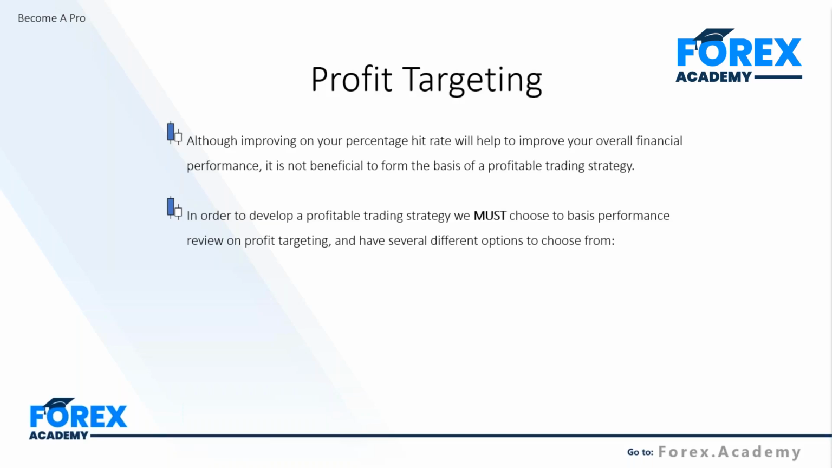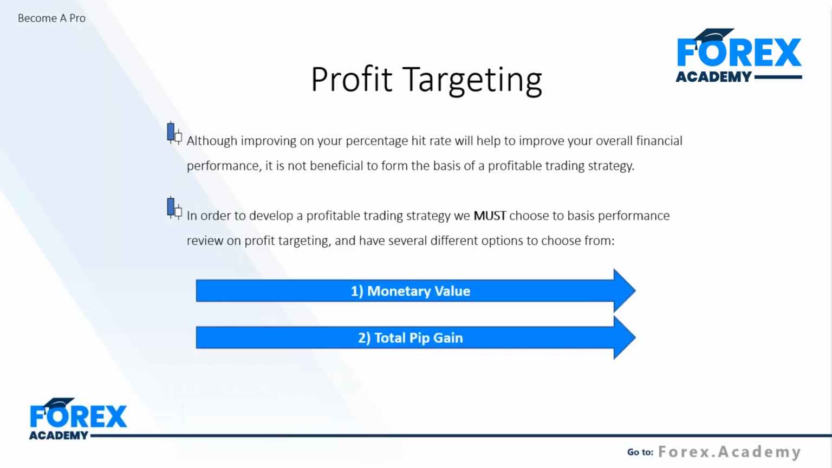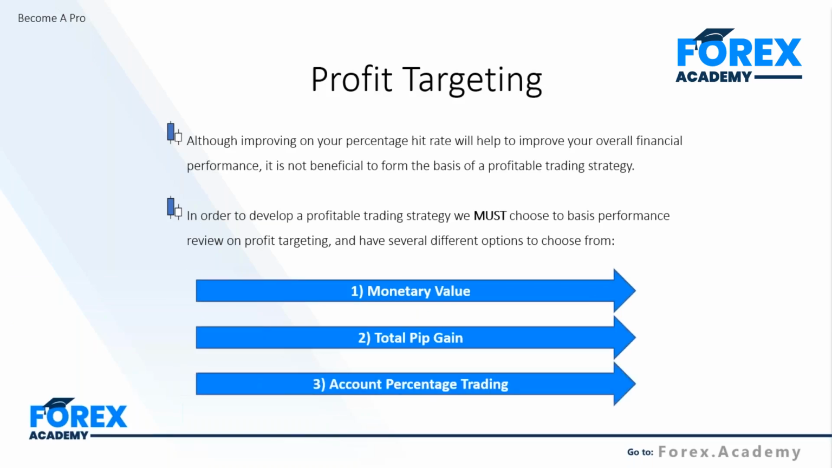In order to develop a profitable trading strategy, we simply must choose to base performance review on profit targeting, and we have several different options to choose from. What are these options, you may ask? Monetary value is one, total pip gain is another, and account percentage trading is yet another. So this is effectively how professionals develop their own professional trading strategy.